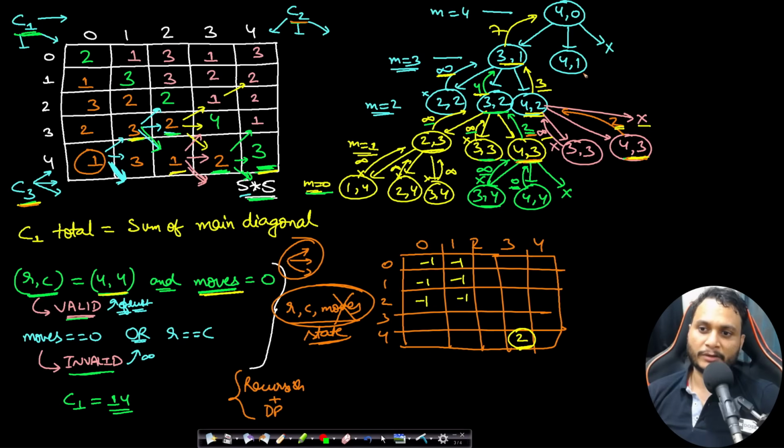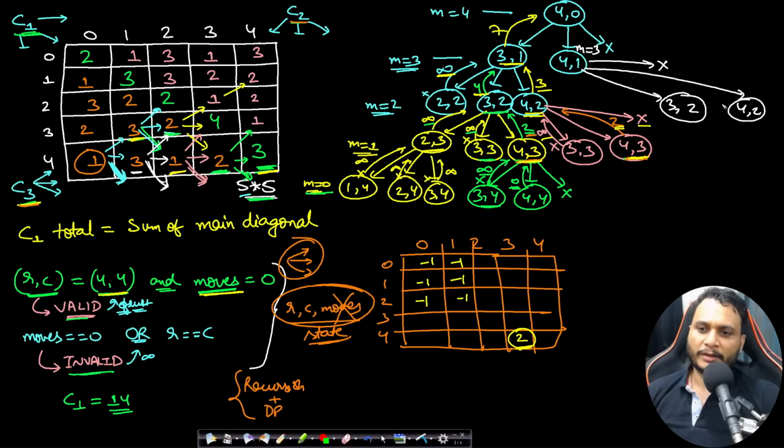Now let's see how the calculation happens via 4 comma 1. Since I do not have space here, I will be moving it to the right hand side. Here the number of moves available are 3. At 4 comma 1, you will be making 3 calls. One call will be to 3 comma 2, one call will be to 4 comma 2, and another call will be invalid, so it cannot be made because it would have been out of bound.